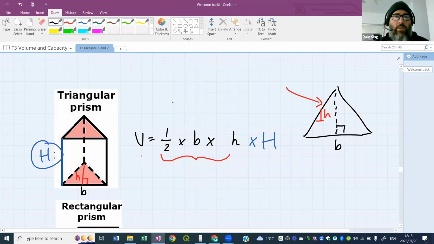All right, so be careful of the triangular prism formula because it's got two heights in it. One is for the base triangle and one is for the height of the triangular prism. So be careful with that one.